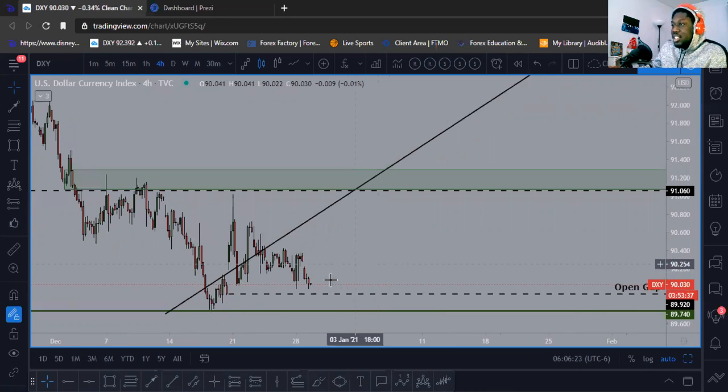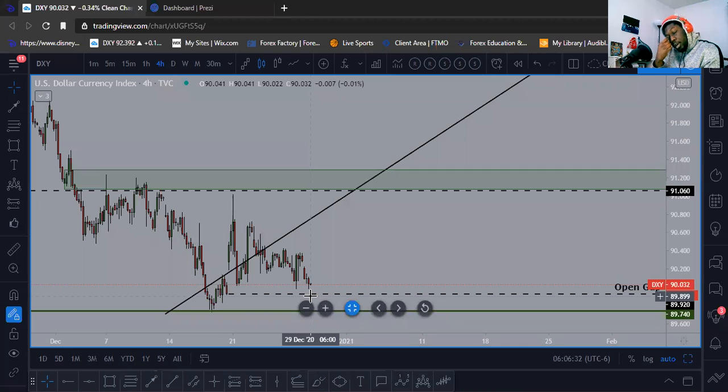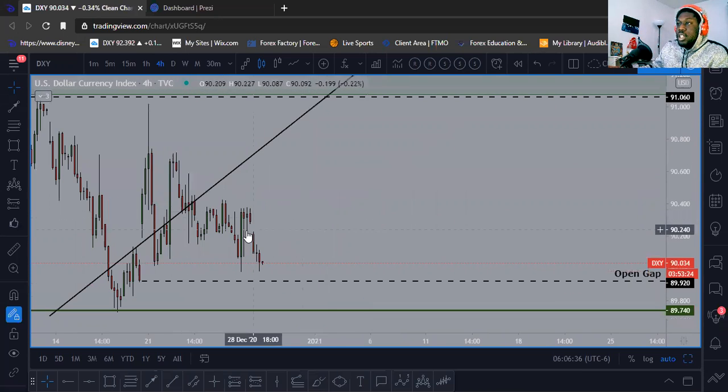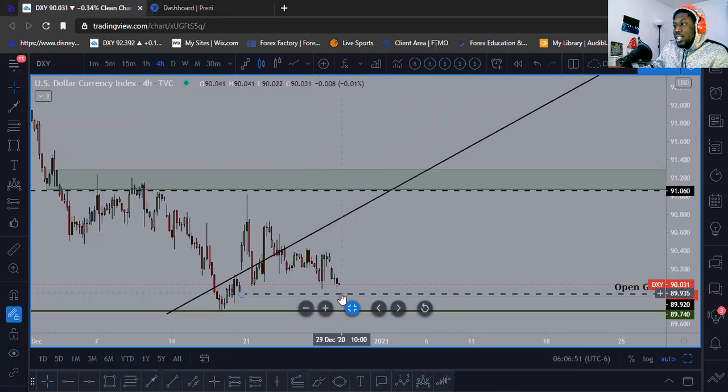So DXY still has this open gap that I needed to fill up. It still has this open gap that I needed to go and close so that I could be more comfortable looking for a bullish DXY. Even with this downside move, between 4 p.m. Central Standard Time and 5 p.m. Central Standard Time when the swap fees changed, the market opened up with a gap, but I still want this gap down here to get closed out before I start looking for buys.